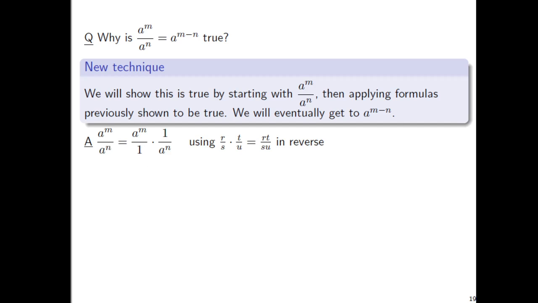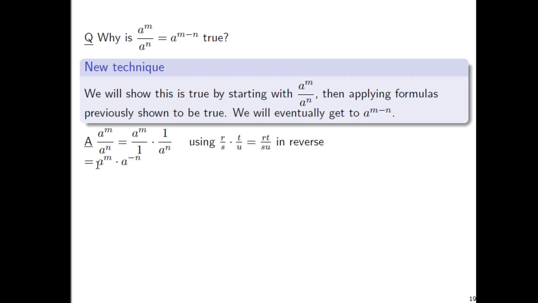So this is really peculiar as a step. It looks like we're going backwards, and in a sense we are. We're using the fraction multiplication rule, the simplifying rule, and unsimplifying, right? We're doing things in reverse. But this will work out because now take a look. A to the m over 1 is just a to the m, and 1 over a to the n, you look at our earlier exponent rules, and this is a to the negative n.